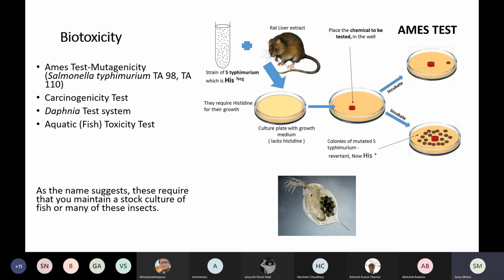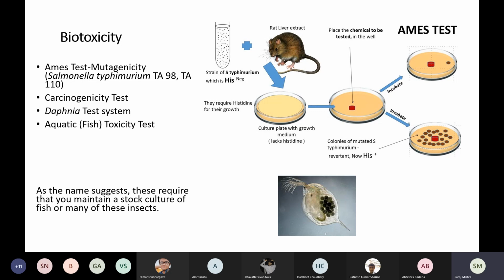Is that logic clear to everybody? Ma'am, just one doubt. The culture plate has growth medium that, as the slide says, lacks histidine. In the second part, when it says to place the chemical to be tested, where does the histidine come from? No, you see, the cells themselves, which were histidine negative, have now become histidine positive.